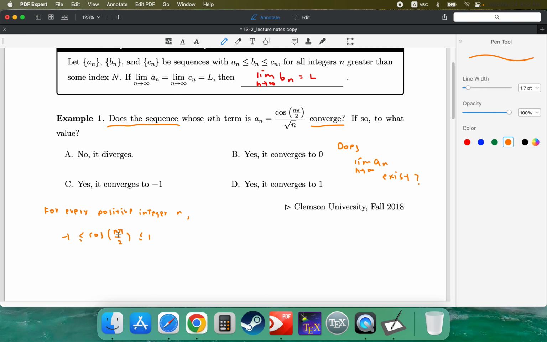Now notice that cosine of n pi over 2 is your numerator. My denominator is the square root of n, so I want to divide everything by the square root of n.